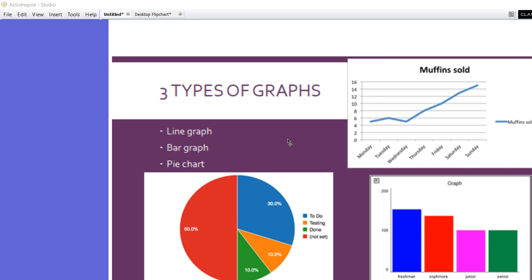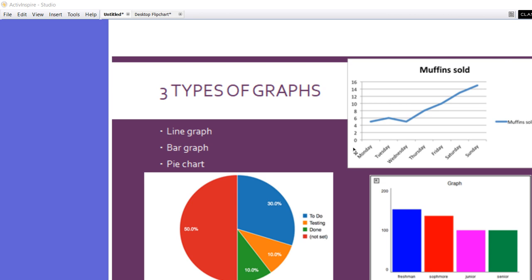So to begin, the first graph we have here on the top right is called a line graph. Line graphs are used to show change over time. So the time that we have on this graph is the days of the week, Monday through Sunday here. And we can see how the number of muffins sold changed throughout the week. It looks like it got higher as we were closer to the weekend.